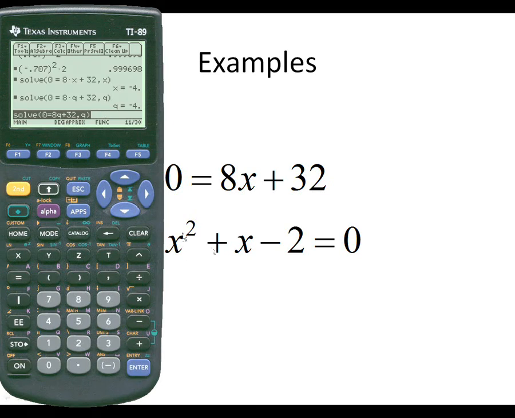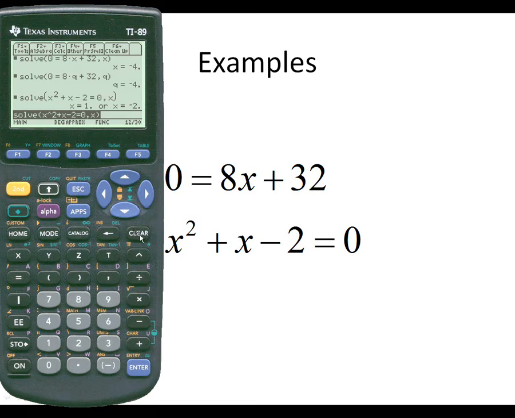Let's do this quadratic down here. It's a quadratic because of this square. We call those quadratics. So solve x squared plus x minus 2 equals 0. Take that with respect to x. And again, I get two possible answers, either x equals 1 or x equals negative 2. Both are solutions to that problem.